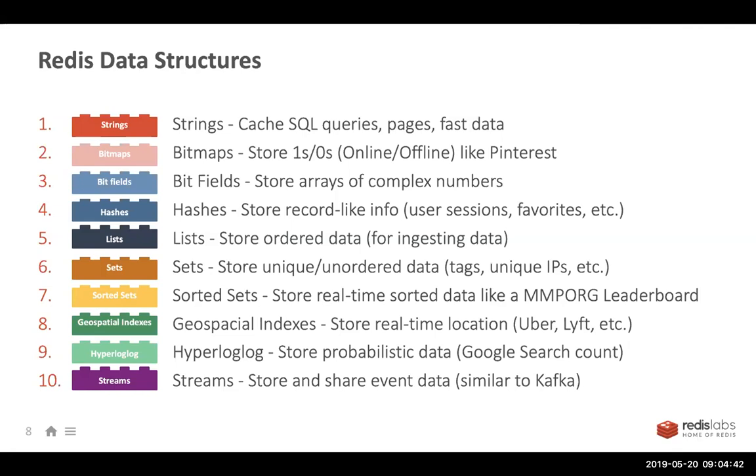sorted sets for storing things like a leaderboard where you need a key, like a username, and then the value, which would be their score, and you can have like millions of these things in memory at one time. Geospatial indexes, which is what you might use to build an Uber or Lyft mobile app, and you see the cars moving around. HyperLogLog, which stores probabilistic data. It's not 100% accurate, but you can store terabytes of values, basically in about 12K of memory. And streams, which is what we're here to talk about today.